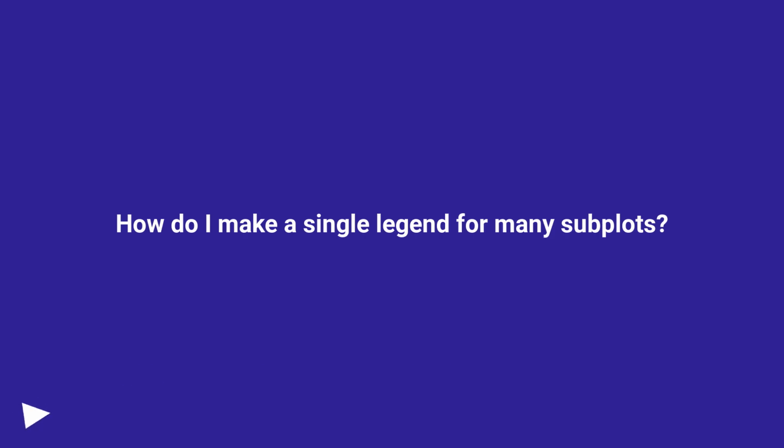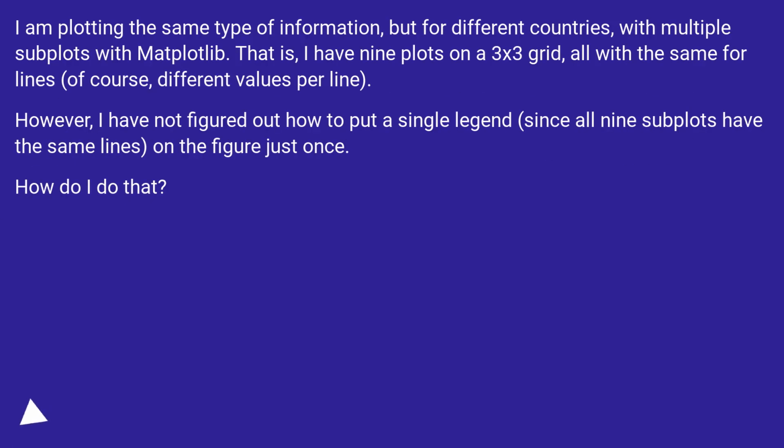How do I make a single legend for many subplots? I am plotting the same type of information, but for different countries, with multiple subplots with matplotlib. That is, I have 9 plots on a 3x3 grid, all with the same four lines, of course with different values per line. However, I have not figured out how to put a single legend, since all 9 subplots have the same lines, on the figure just once. How do I do that?